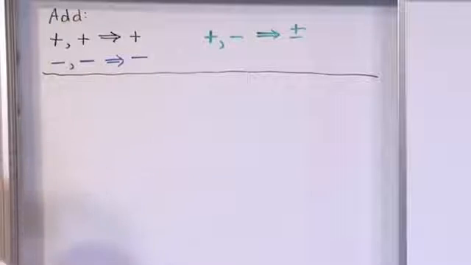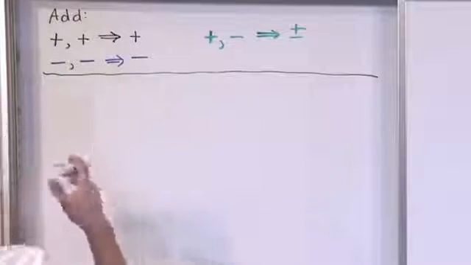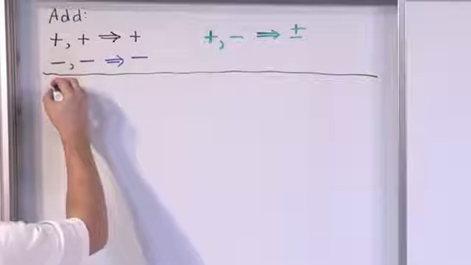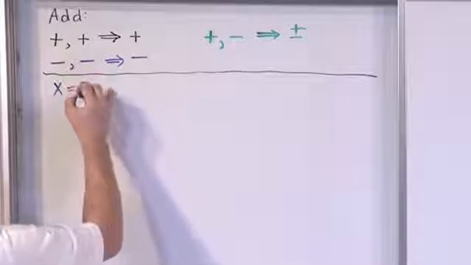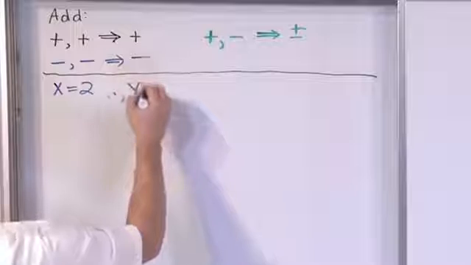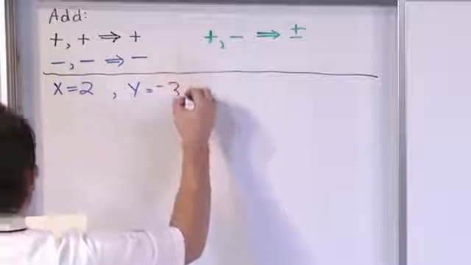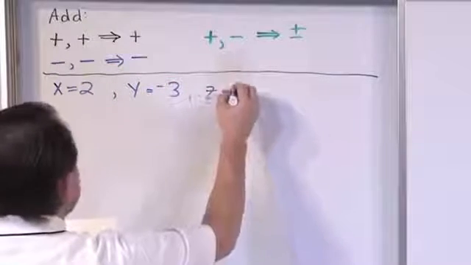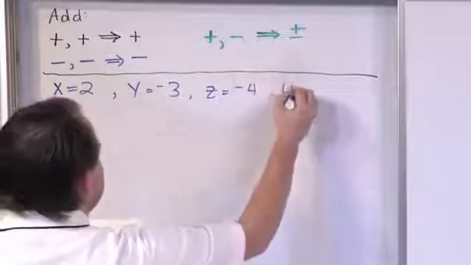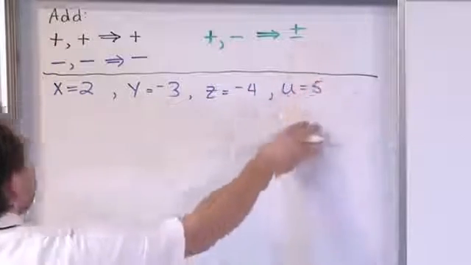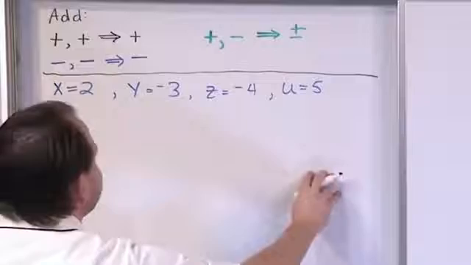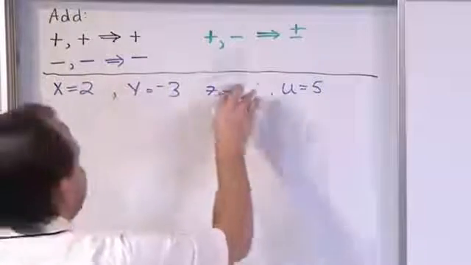I'm going to ask you to basically take as fact that the variable x is equal to 2, the variable y is equal to negative 3, the variable z is equal to negative 4, and the variable u is equal to 5. And we're going to work a few problems where we're dealing with x's and y's and z's and u's.